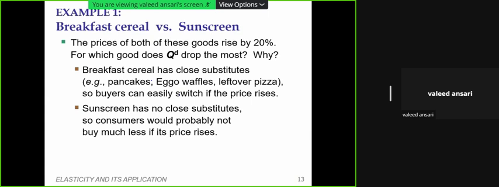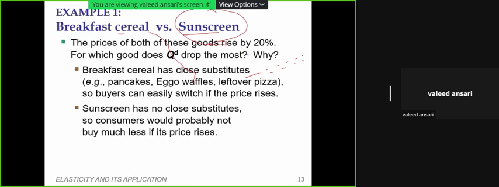This is an example of two products. One product is breakfast cereal and another is sunny. Now breakfast has various substitutes available. So in the Indian context you can write whatever you wish to. Various substitutes are available, whereas this may not have many substitutes, or the substitution possibilities are less.